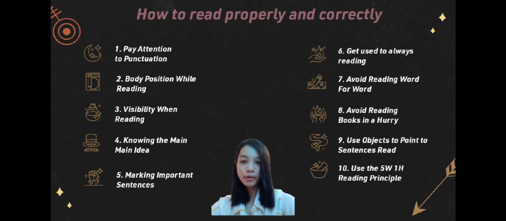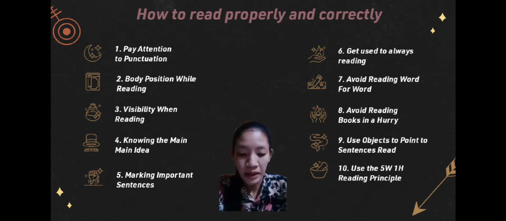5. Marking important sentences. The main purpose of marking the important part is so that you can easily remember, and when you reread the book, you no longer need to read the whole thing, but you only read the most important part, which is the one you have marked using a highlighter or underline in the sentence.